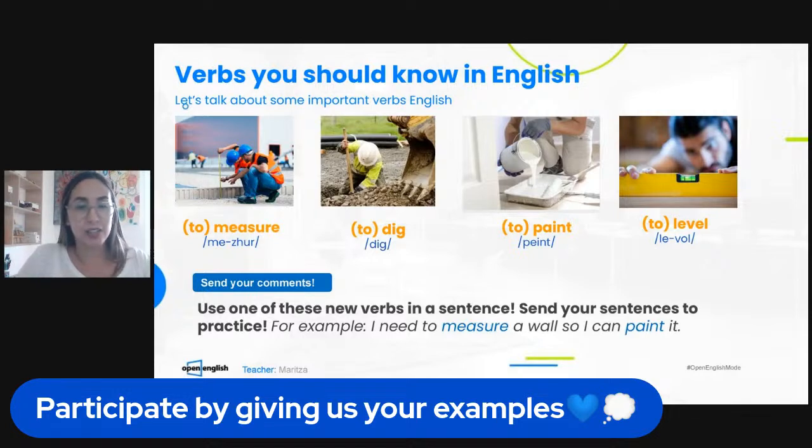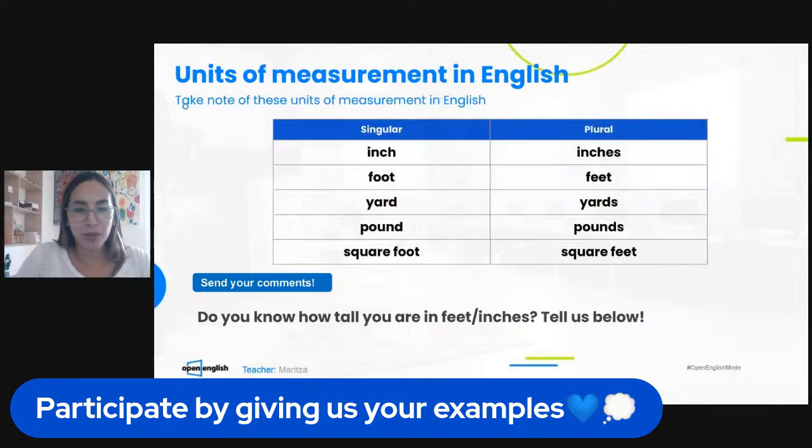Okay, excellent, guys. So take note of these important verbs in English: to measure, to dig, to paint, and to level. All right, very good, everyone.